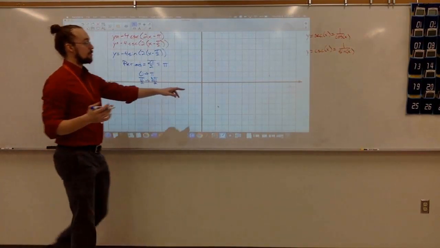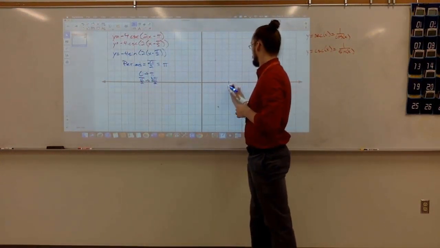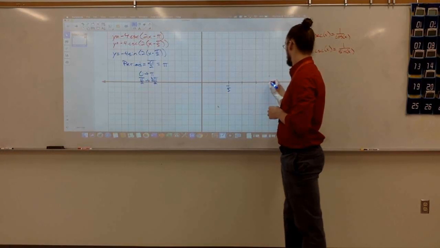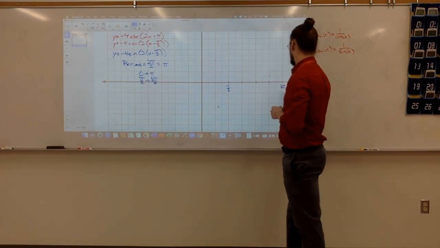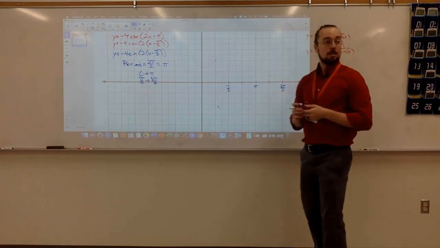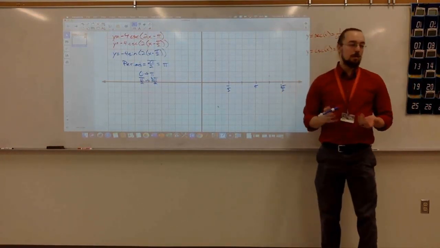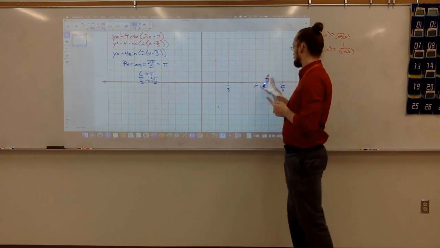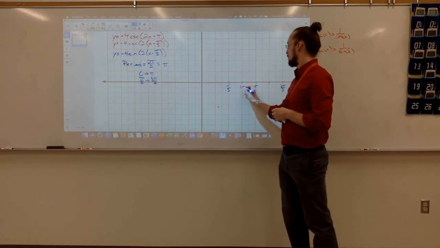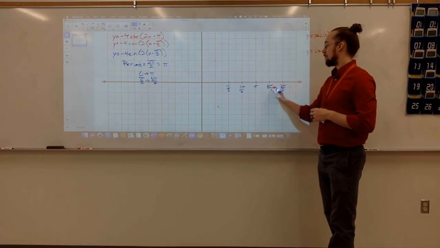So I come over here, pi over 2 to 3 pi over 2. Halfway between that would be pi. Do you really care how much we should put? No, not really. I'm just trying to be kind of accurate, but it doesn't really matter. So then halfway between pi over 2 and pi would be 3 pi over 4. Halfway in between here would be 5 pi over 4.